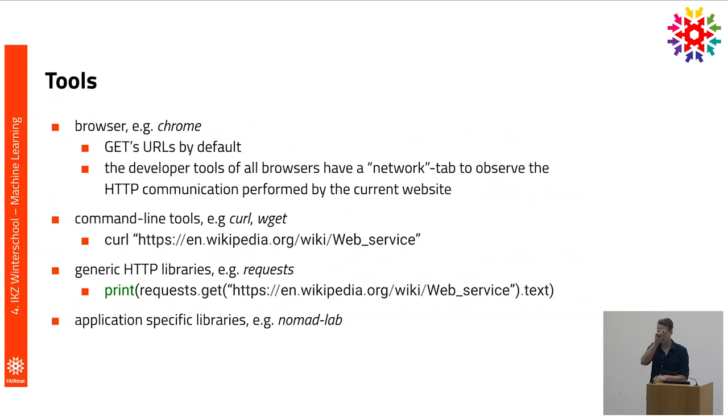This is what your browser is doing when you're typing something in the URL bar. Executing a get operation on this particular URL, and it's showing you the result. So you can use your browser to go to certain get API endpoints. And then there are particular tools, like on the command line, you use curl or wget. And then, of course, on Python, you have certain libraries that you can use to perform HTTP operations. And then very often, you also have API-specific libraries. So for example, for NOMAD, there's a Python package called NOMAD Lab that you can use to make it a little bit easier to talk to our API.